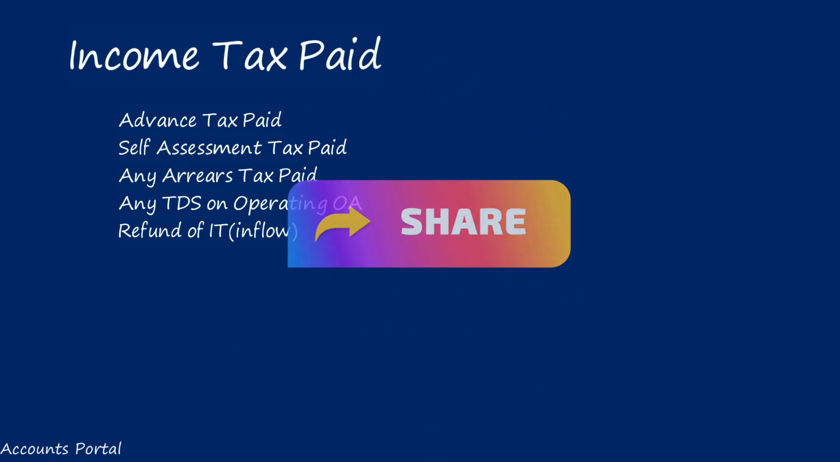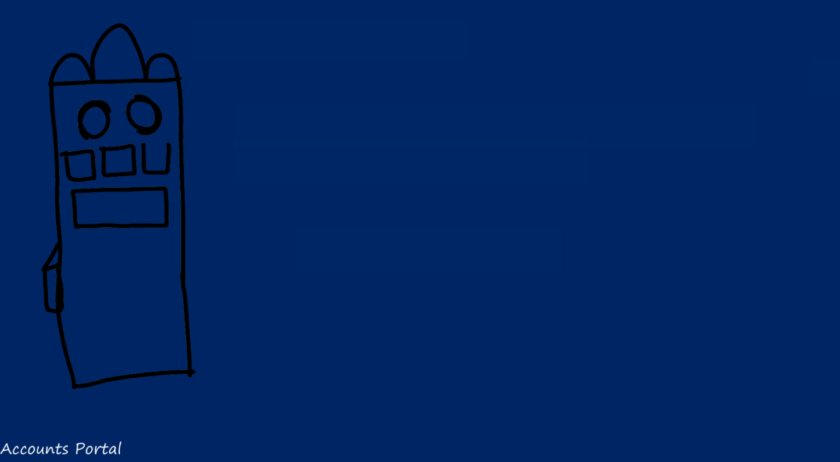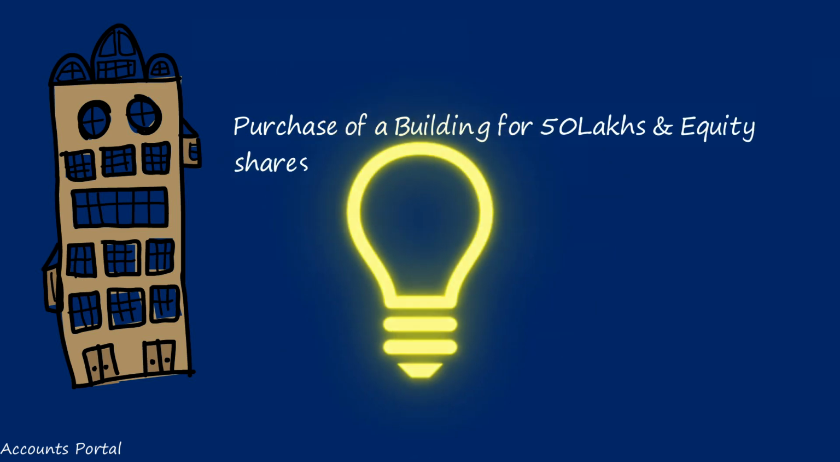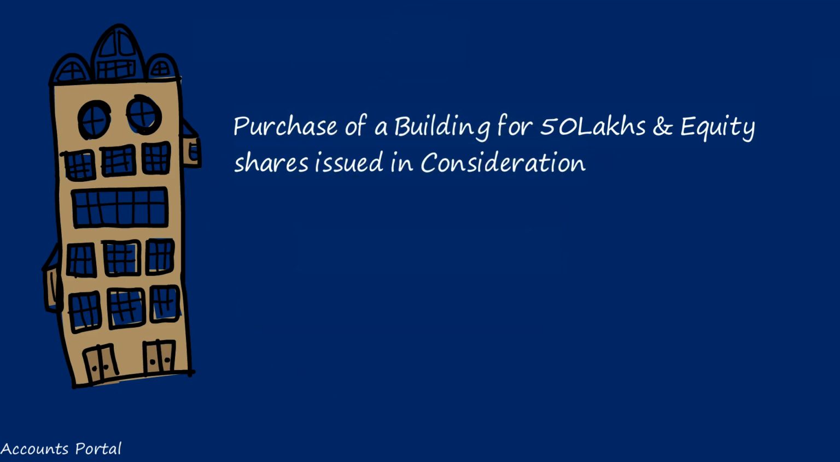If you cannot classify correctly operating activity or investing activity or financing activity, entire income tax paid will be treated as operating activity. Second point, purchase of a building for 50 lakhs and equity shares issued in consideration. Dear students, whether it is an inflow or an outflow, whether it is an investing activity or a financing activity, if this is the case, what will you do? Read the transaction once again. Some students say it is a combination of investing and financing activity because purchase of building is investing activity and issue of equity shares is a financing activity. So how to categorize this? Please try to understand. This will not come in cash flow at all. Why, sir? Where is cash flow, my dear students? There is no cash flow.